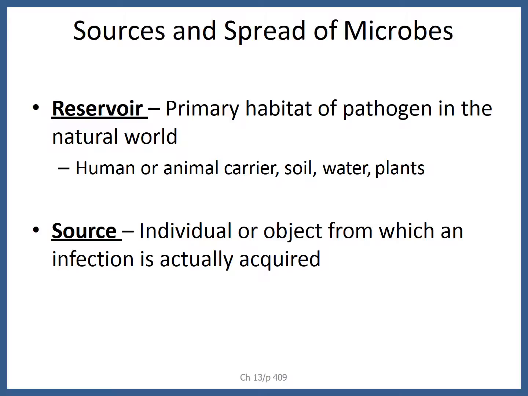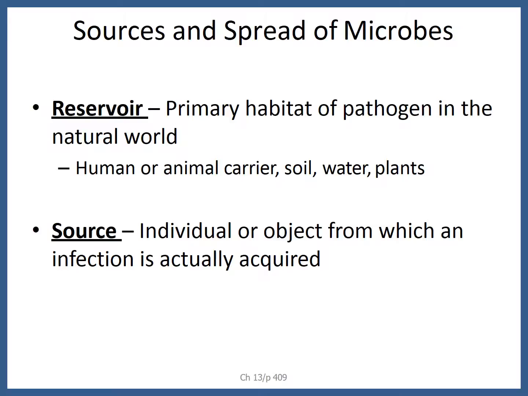So the first term to think about is a reservoir. A reservoir is defined as the primary habitat of a pathogen in the natural world. What does that mean more practically? Well, soil might be a reservoir for some types of bacteria. That's where you would find them, and maybe contact with certain types of soil could get you sick. You may have humans or animals as a reservoir.